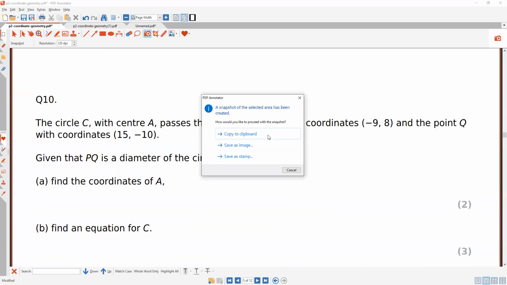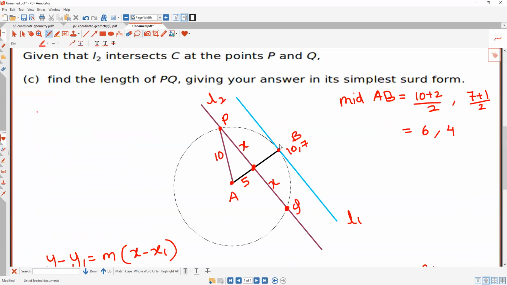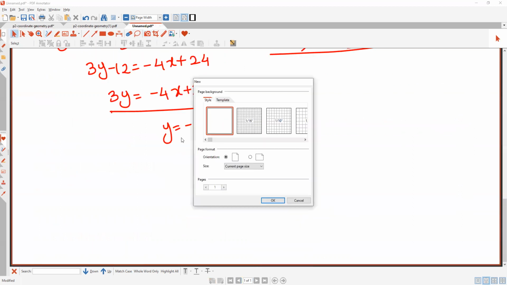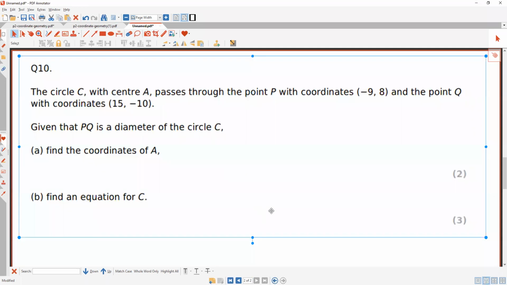If anybody is having a full question doubt, please let me know as well. Okay. Append page, paste. Now give me the equation for A and give me the equation for B.